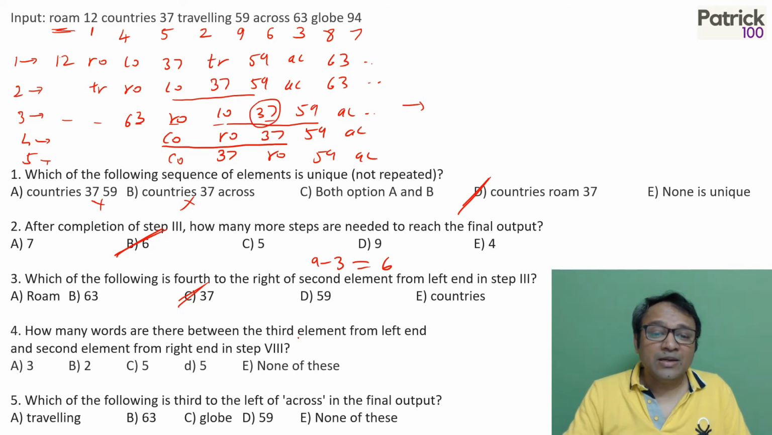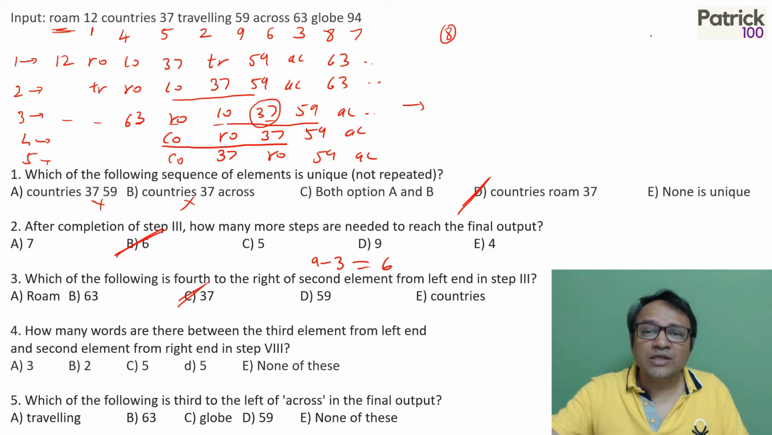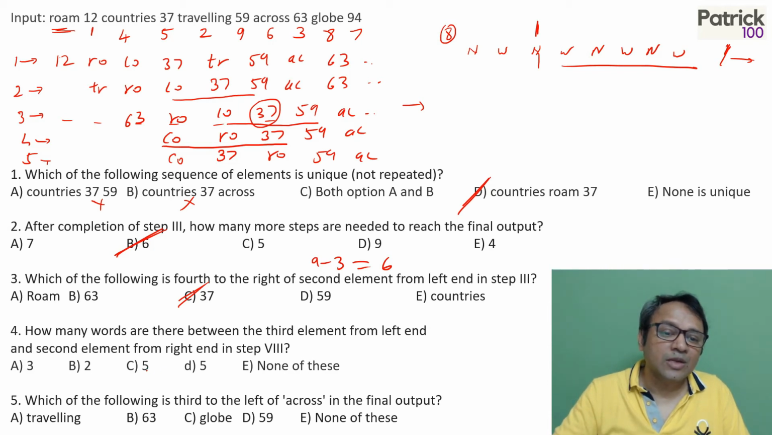How many words are there between third element from left and second element from right in step 8? Look at step 8, it is almost the second last step where already first 8 elements are arranged. The last 2 elements are not arranged, that's all. And it starts with number, word, and so on. So how many are between third element from the left, which is number, and second element from right? You can look, there will be 5 elements: word, number, word. Because 3 are gone out here, 2 are gone out here. There will be 5 elements in between with 3 words. So you can clearly make out there will be 3 words. So answer will be A option.